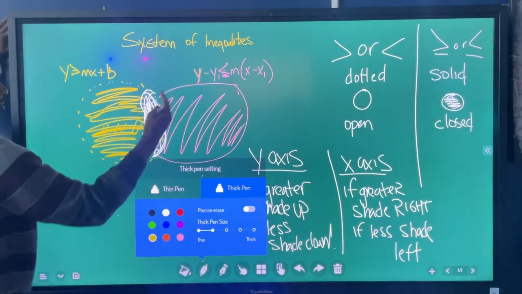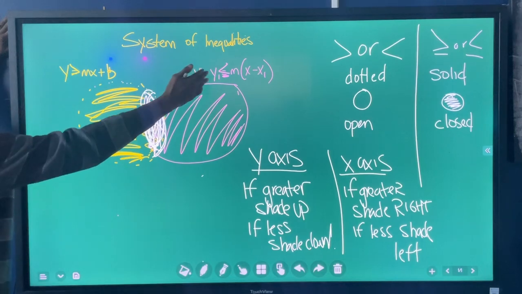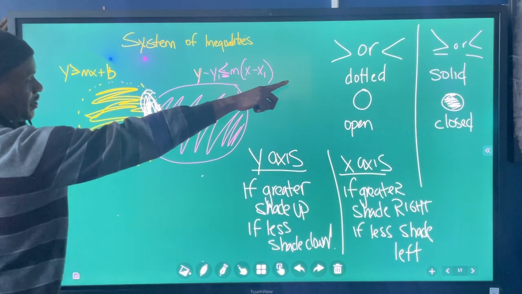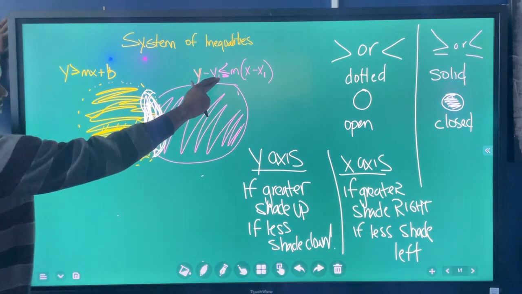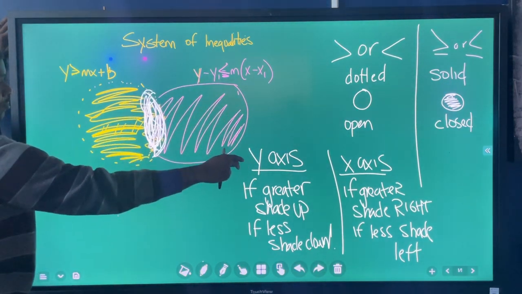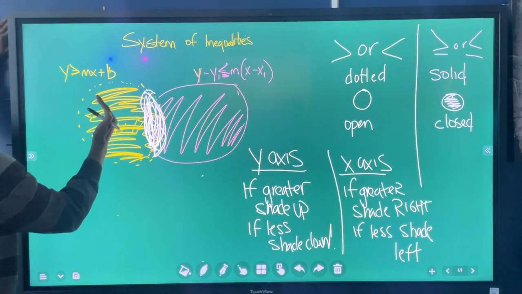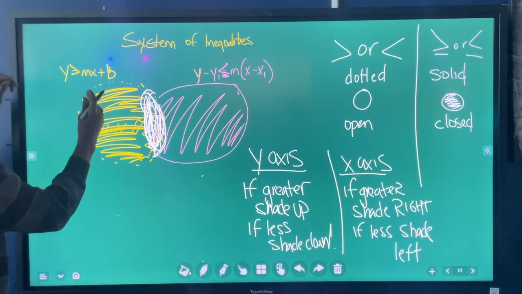Then you'll have a second equation. It could be a totally different equation. It could be in point-slope form. It could be in y-intercept form. But make sure that you are reading the inequality sign on it. This here had a greater than or less than. This one here would be a more solid shape. We're looking for the one that has the answers to both.